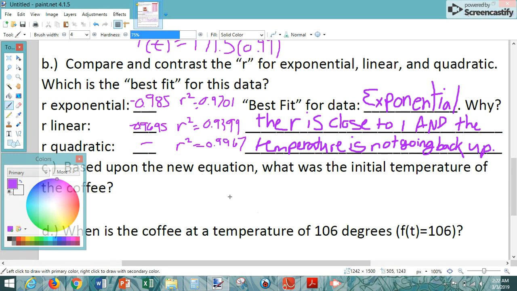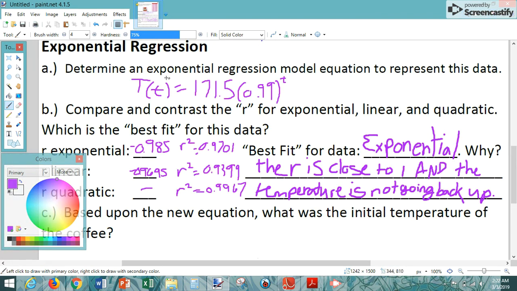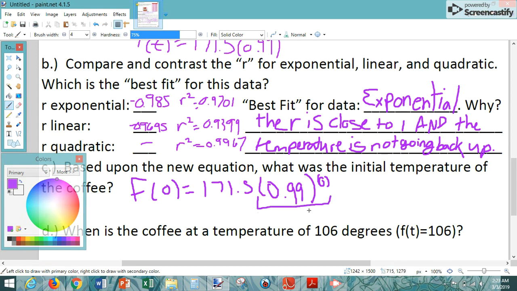So C, based on this equation, what is the initial temperature of the coffee? So it's going to be this equation right here. We have f of t equals, and since it's the initial, our t will actually be at 0 minutes. If you remember, anything to the 0 power is 1. So 1 times 171.5 would be 171.5. So 171.5 degrees Fahrenheit would be your initial temperature here.